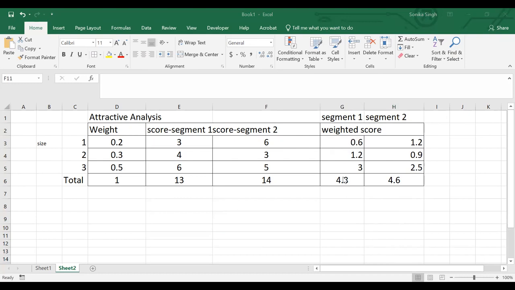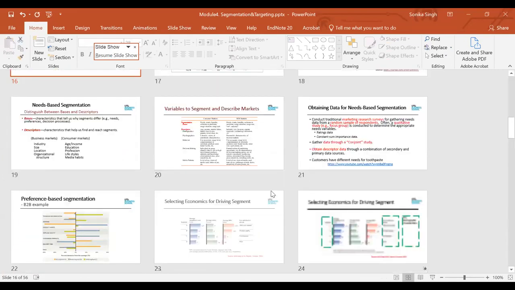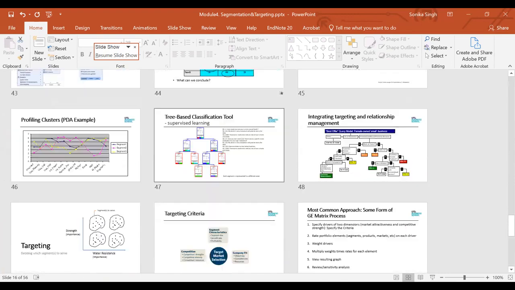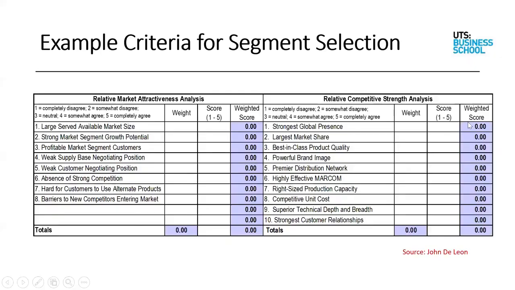Okay, so this was great. So once you have done this, once you have determined the attractiveness score, then you come back, quickly go back to that slide. Yeah. All right, so you do the same exercise for competitive strength and take into account both of these.